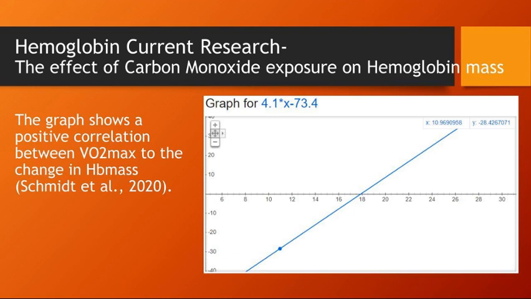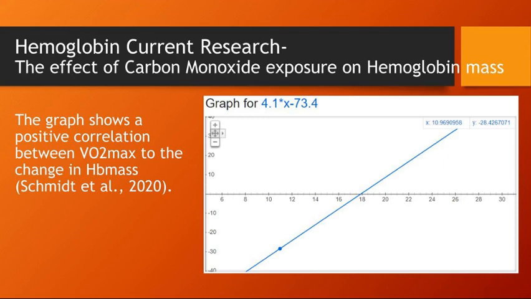The study showed a positive relationship of VO2 max to the change in HB mass with a p-value of less than 0.001, which is extremely statistically significant. This positive correlation is shown in the graph on the slide.